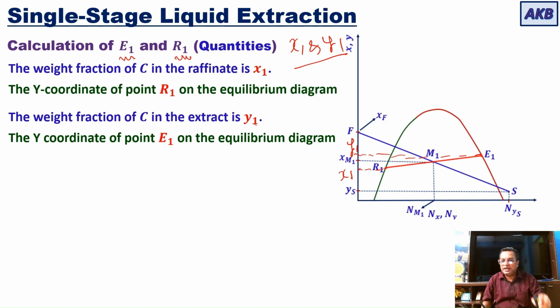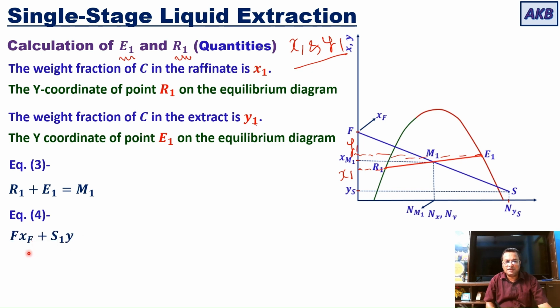In short, we need to know the values of x1 and y1 in order to calculate E1 and R1, the quantities of the raffinate and extract phases that are produced. Now equation 3, which was obtained previously, is R1 plus E1 is equal to M1, and equation 4 is F xf plus S1 into Ys, that is equal to M1 into Xm1, that is equal to E1 into Y1 plus R1 into X1.